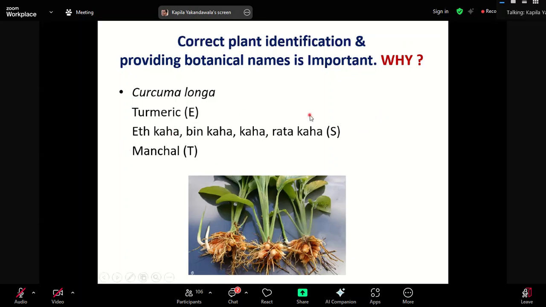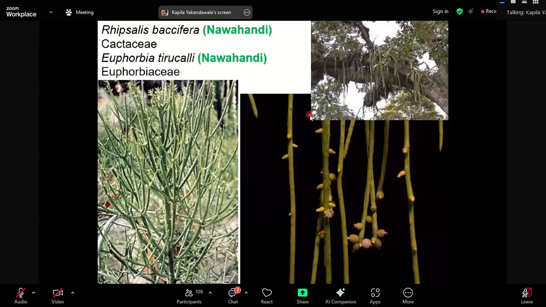It doesn't work. Then if you look at this picture, there's a plant called in Sinhala, sorry for the Tamil students, I know only the Sinhala word, Navahandi. That is the common name. This is the Navahandi plant we used to grow in our home gardens. It has latex, and there's another plant on top of mara trees, a hanging plant. Which one is the correct Navahandi? Can anybody tell me?